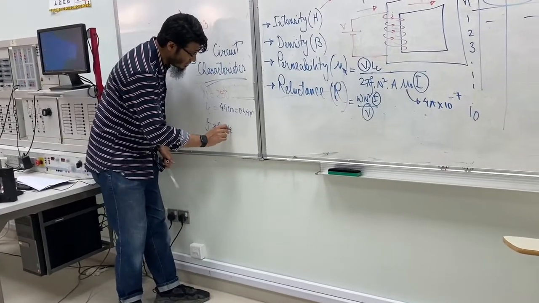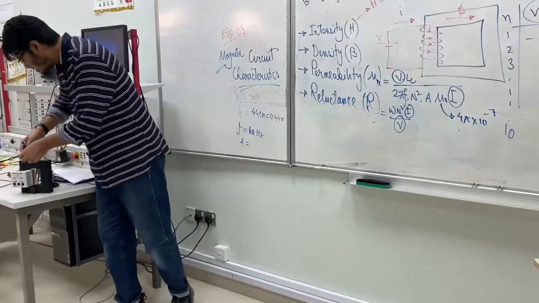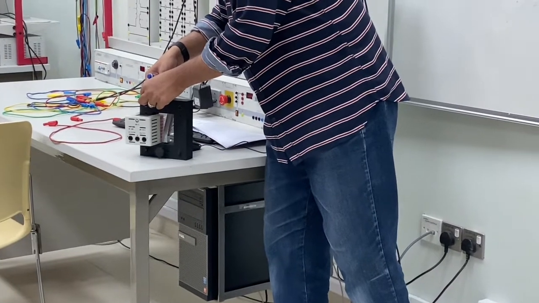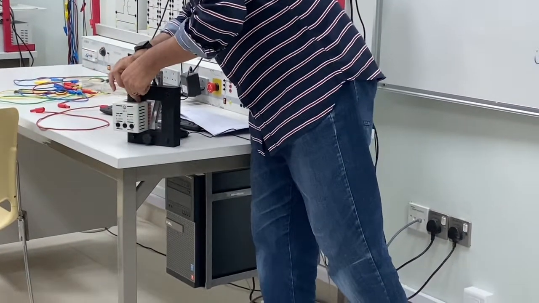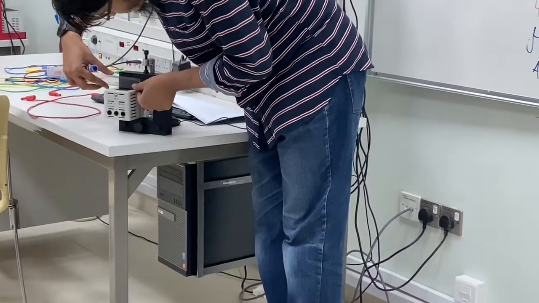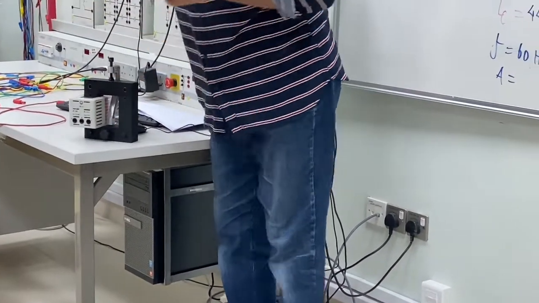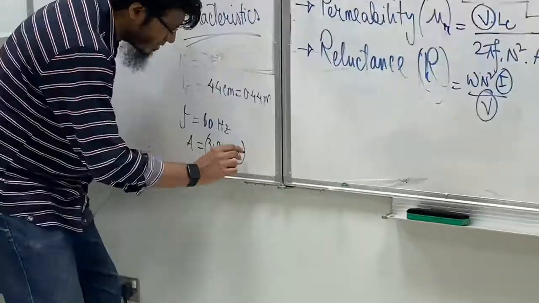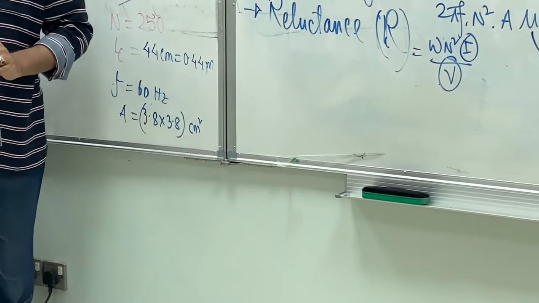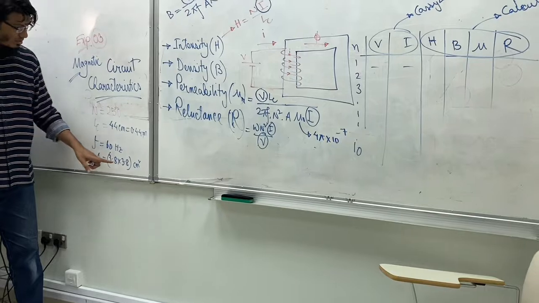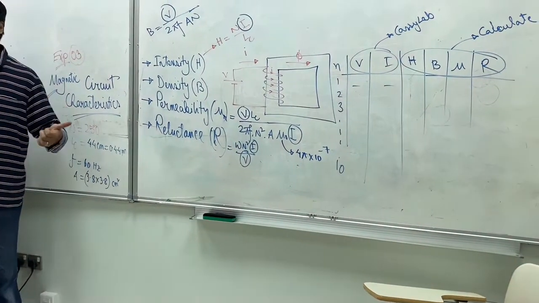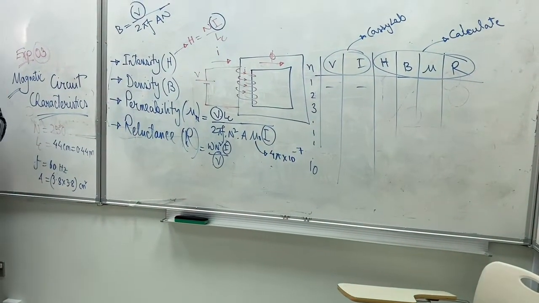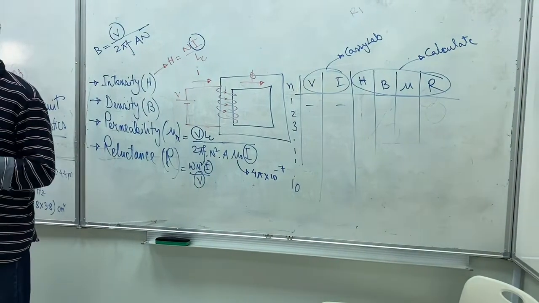F equals 60 hertz. A equals what? Let me measure A. A is the area, so length is 3.8 and width is also, I think, 3.8. Yeah, 3.8. So it should be 3.8 multiplied by 3.8 centimeter square. Are you with me? Yes. So this is the area. If you need to convert it into meter square, you divide by 100. So this is how all the parameters will be calculated. Is there any question?